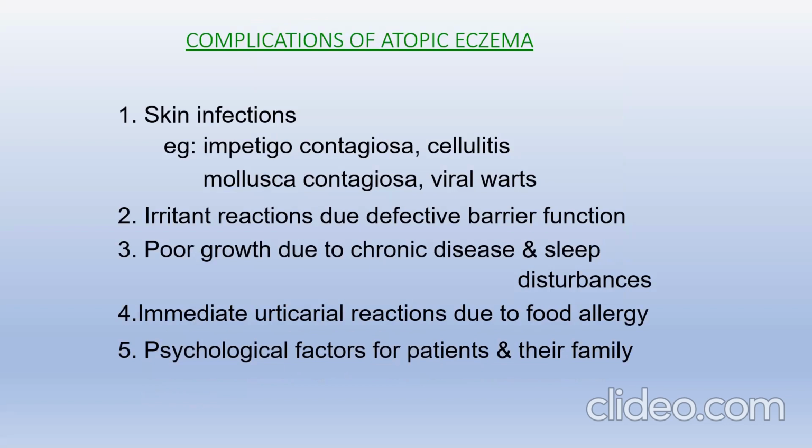Then complications of atopic eczema. First is skin infections. For example, impetigo contagiosa, cellulitis, molluscum contagiosum, and viral warts. So this eczema can be complicated with infections. For example, impetigo contagiosa, cellulitis, molluscum contagiosum, and viral warts.